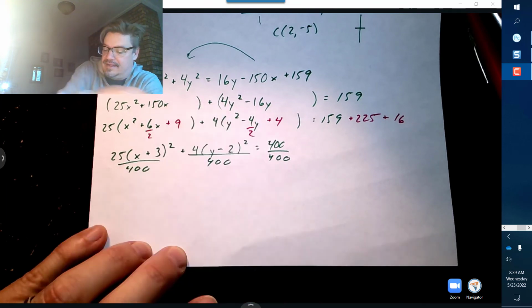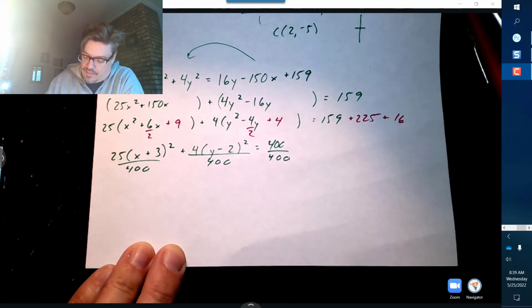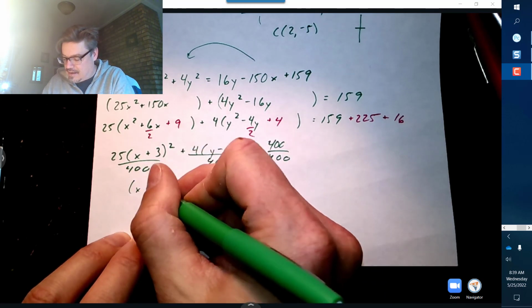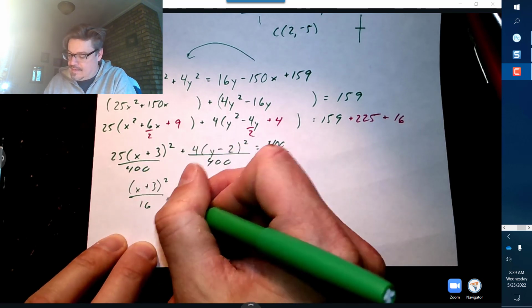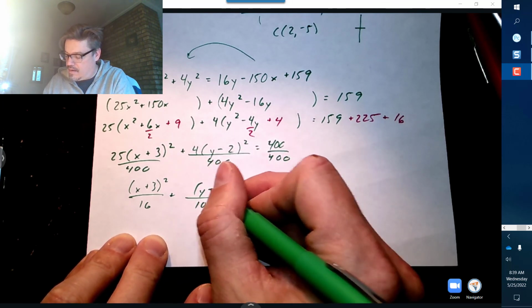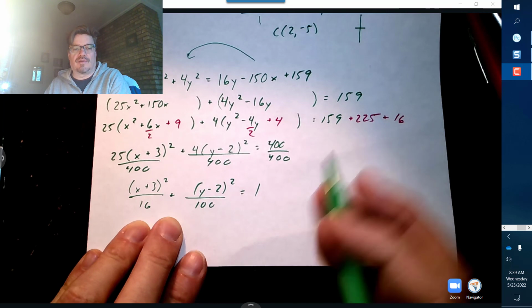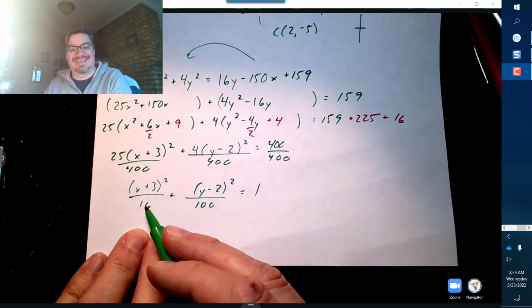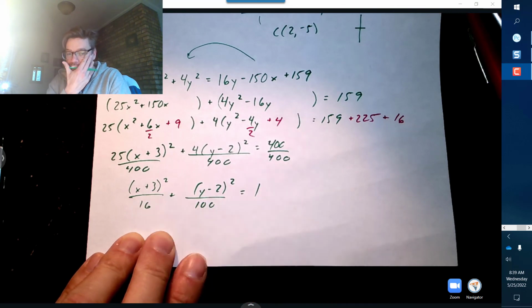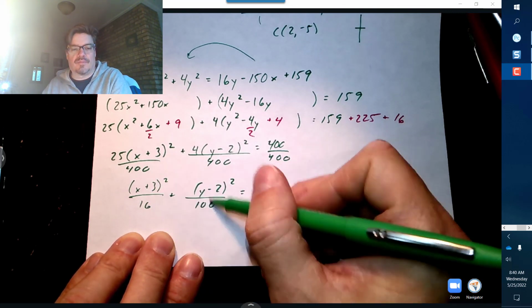All right, again, I don't trust my brain. 400 divided by 25 is 16. That's going to be 100, and that equals 1. So now this is totally graphable. You got a center at -3, +2. You're going to go along the x laterally. You're going to move 4 units, and then up and down you're going to move 10.